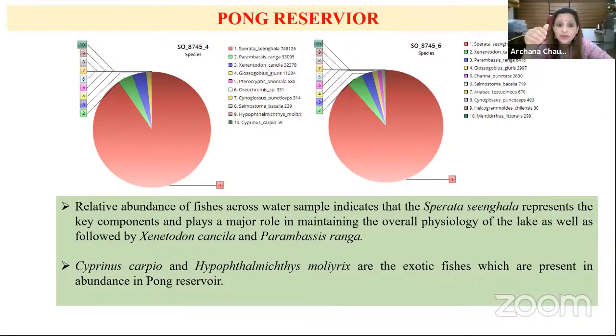As compared to the other species, you can see here that we have silver carp and we have Cyprinus carpio, the common carp, also. They were also detected, but their numbers are very low. So in Pong reservoir, we can say that the major fish playing the role in maintaining the overall physiology of the reservoir ecosystem is Sperata singhala, followed by Parambassis and Xenentodon. These are all native fishes.